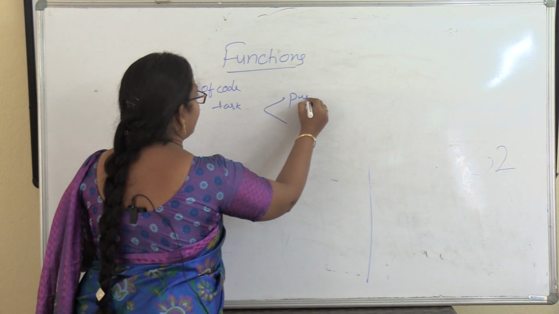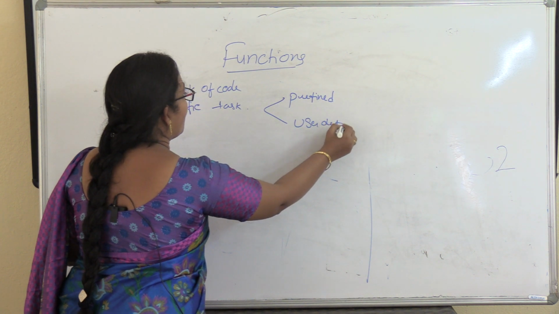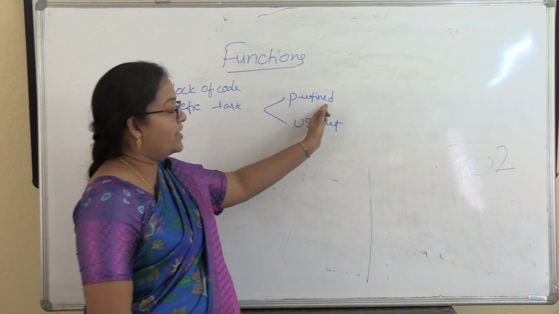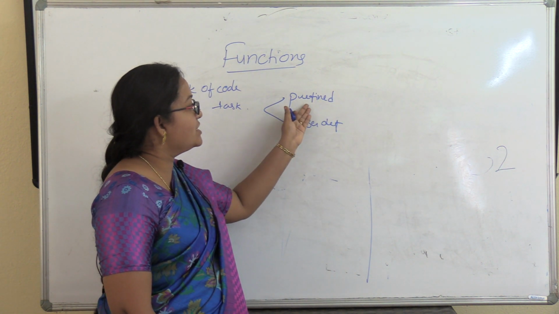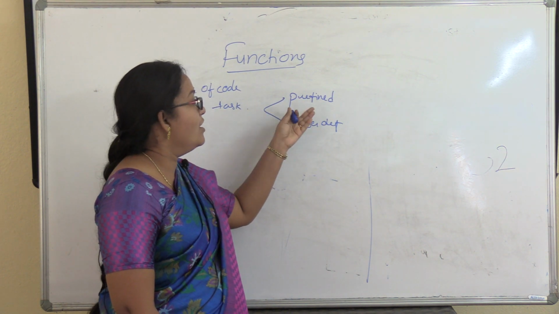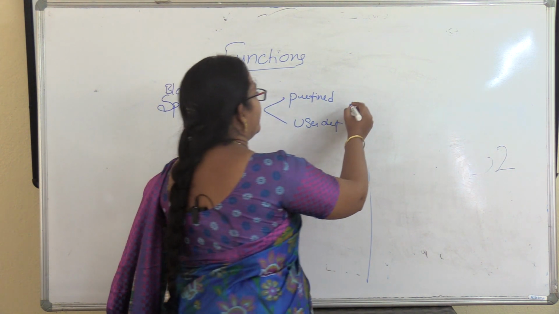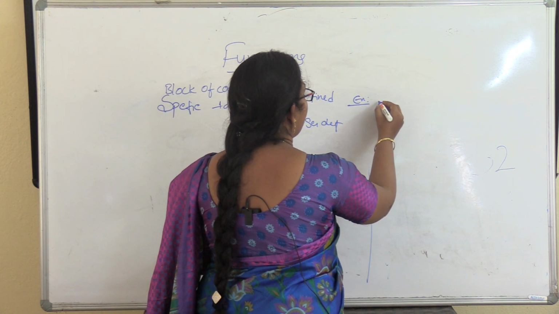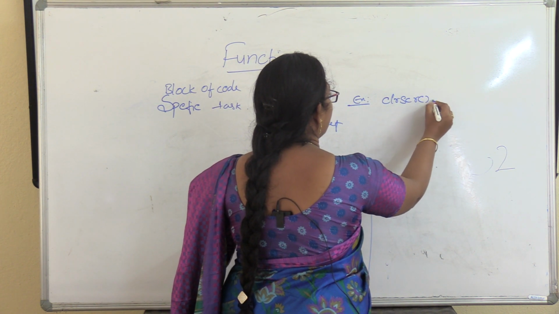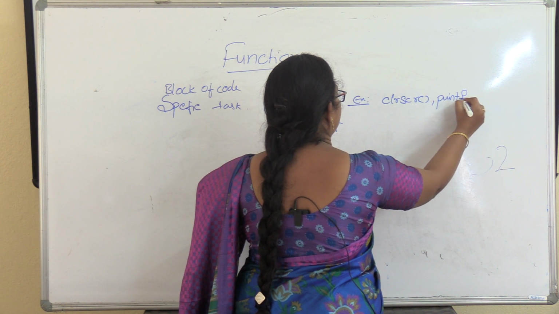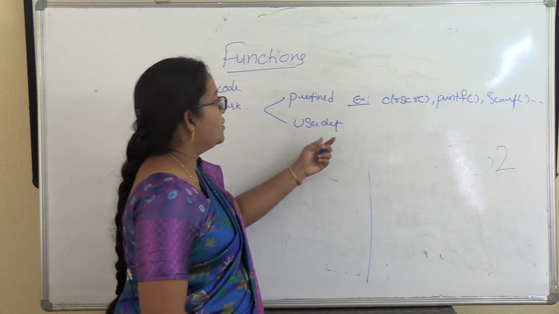What are those? Predefined and user defined. What are predefined functions? These are already known by the compiler, which are designed by the language. We don't need to write any code for the predefined functions. Some examples of predefined functions are clrscr, printf, scanf, etc.